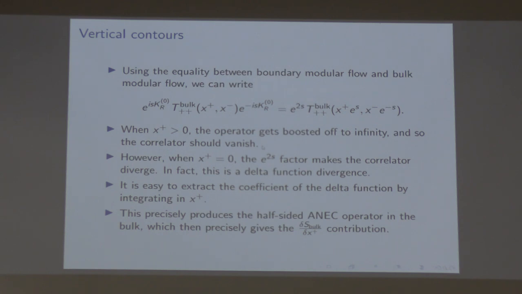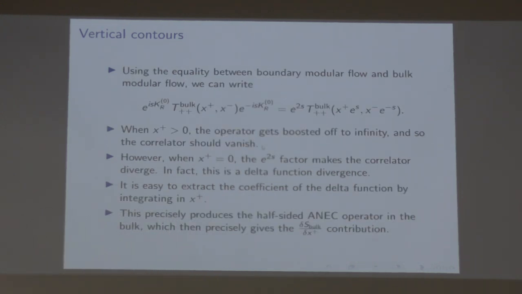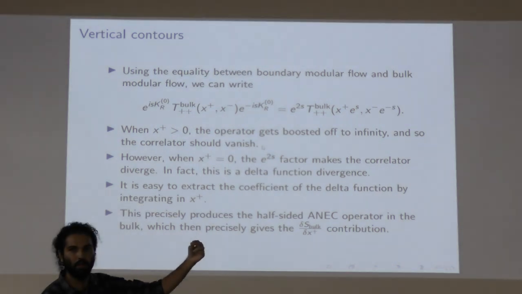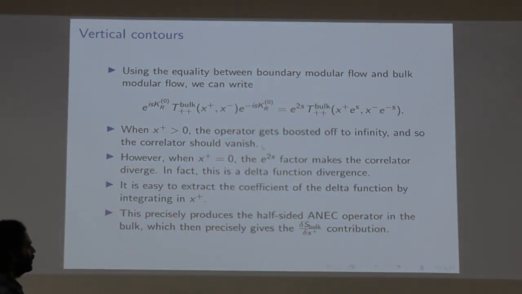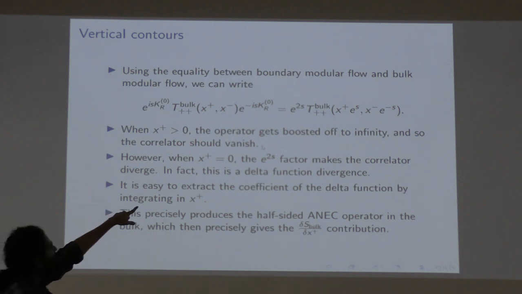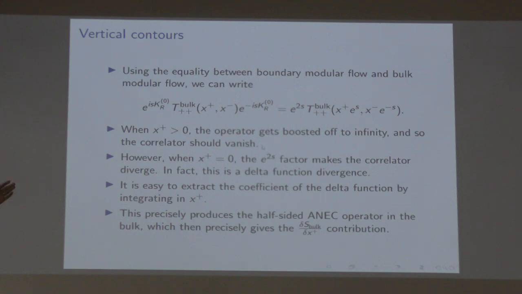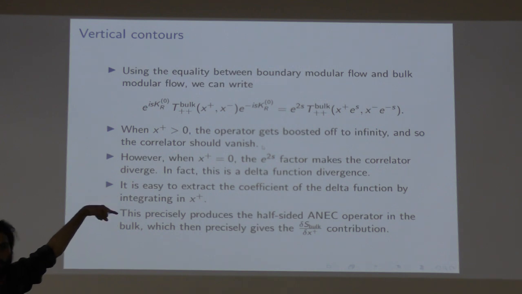That was too quick. The reason that was too quick is because of this particular boost, the boost that appears here for the bulk stress tensor. Using the fact that bulk and boundary modular flows are the same, you can rewrite this particular boost in terms of a geometric flow in the bulk around the thermofield state. This modular flow of the boundary is just a geometric boost in the bulk. So it boosts x plus by e to the s and x minus by e to the minus s, but importantly there is a factor of e to the 2s out there. That comes from the plus plus weight of the operator.